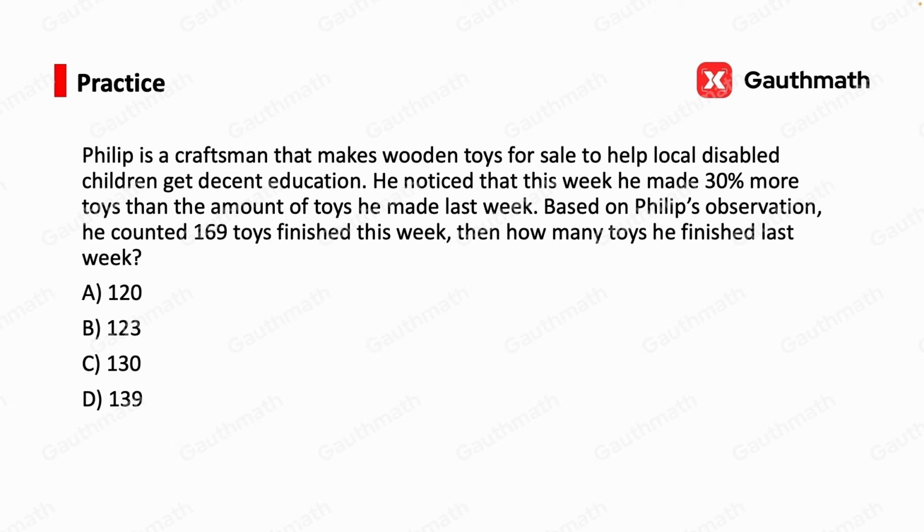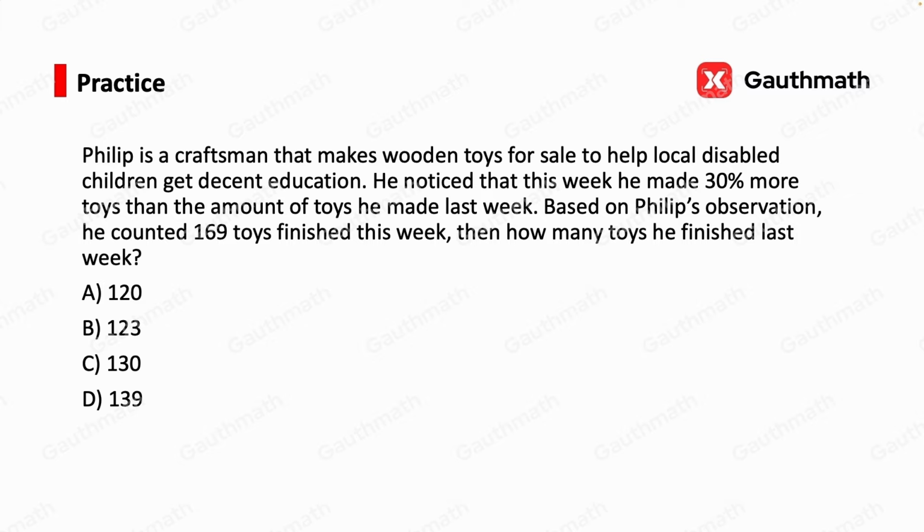Now let's look at another practice question. Philip is a craftsman that makes wooden toys for sale to help local disabled children get decent education. He noticed that this week he made 30% more toys than the amount of toys he made last week. Based on Philip's observation, he counted 169 toys finished this week. Then how many toys did he finish last week? And there are A, B, C, D, 4 choices.